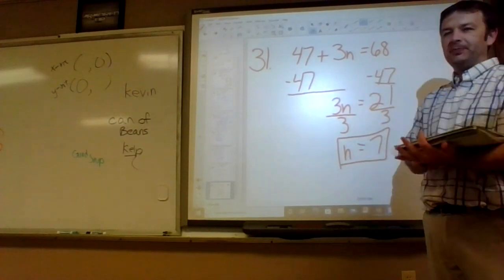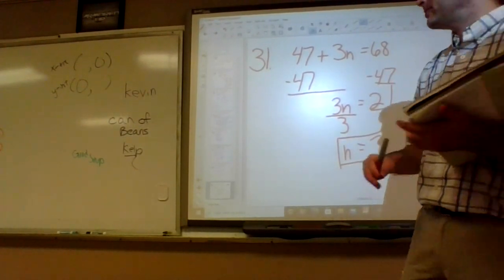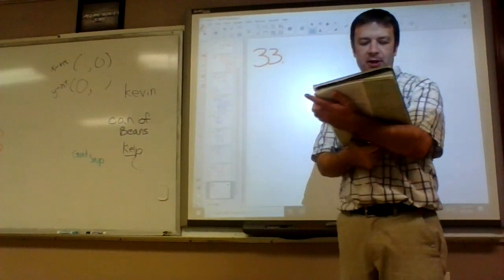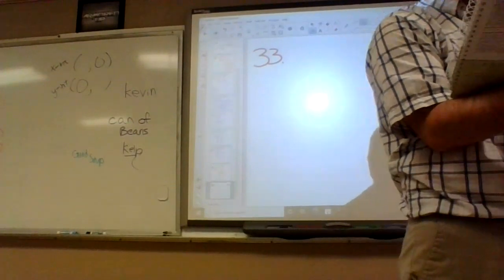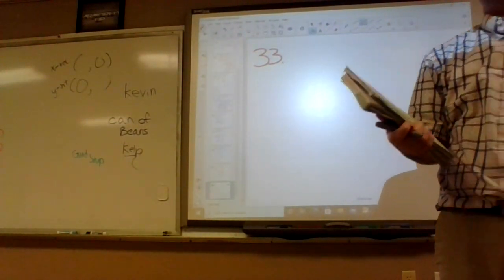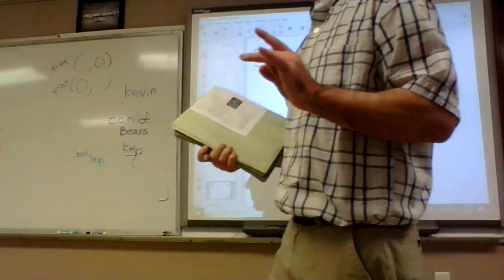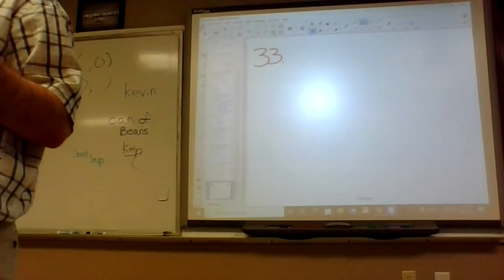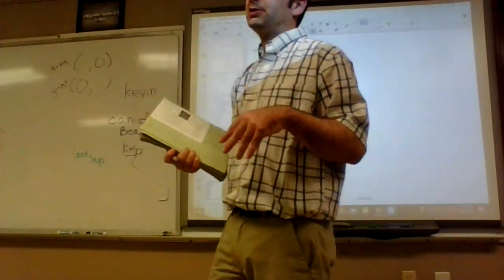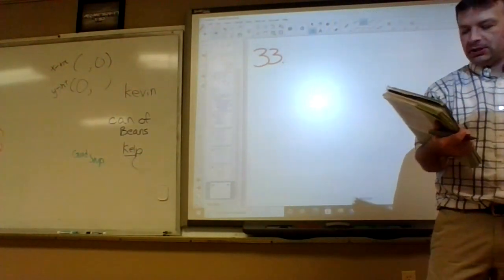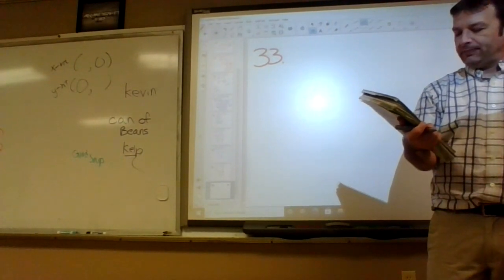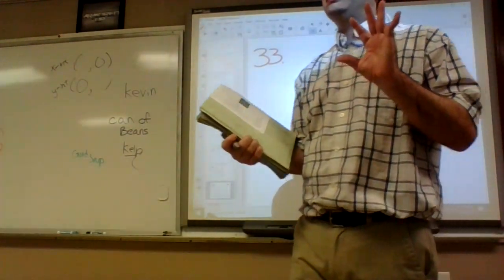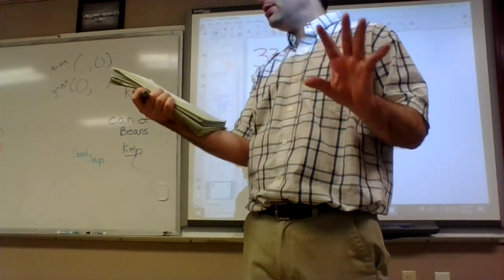All right, 33 is a word problem. This is where I'm a little more concerned about these story problems. On 33 it says, how many nickels must be added to $2.47 to make a total of $3.12? I know you guys can probably figure out a way to find that without writing an equation, but we need to practice writing equations. That's part of the question. So basically it says we're starting at 2.47. We want to add nickels to that until we get to $3.12.